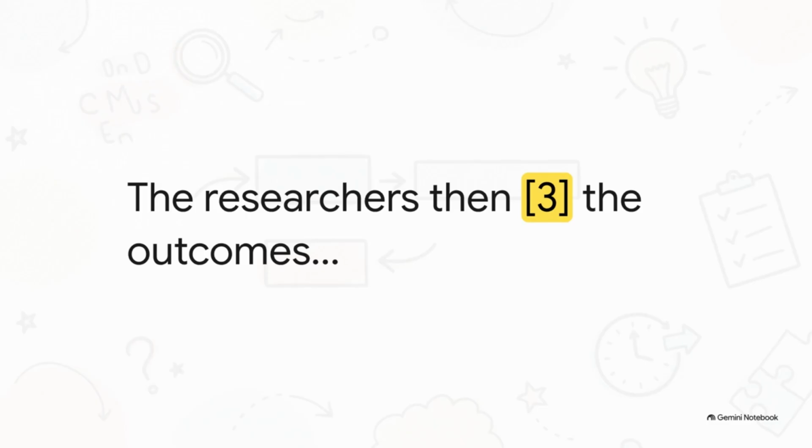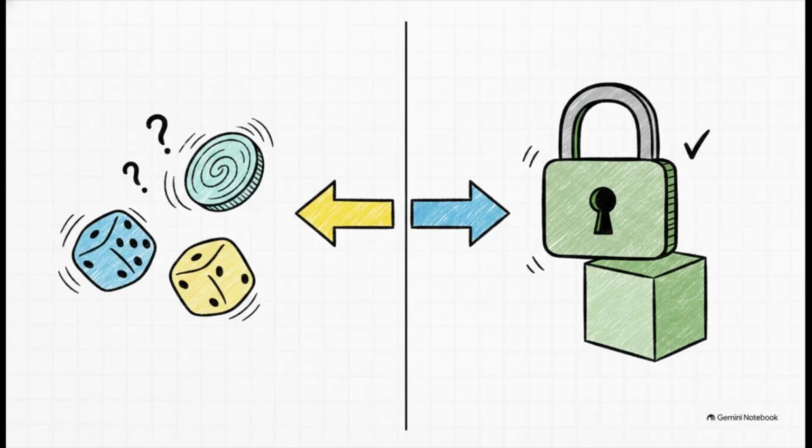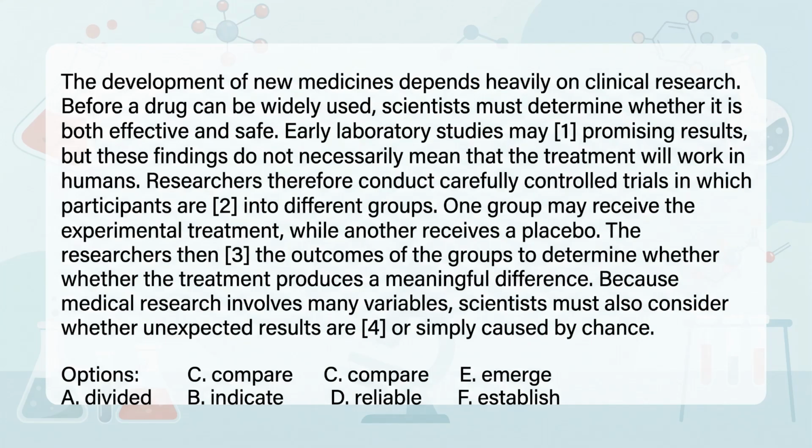Let's keep the momentum going here. The researchers then blank 3 the outcomes of the groups to determine whether the treatment produces a meaningful difference. Highlight the action happening here. What do researchers logically do when looking at outcomes from two totally distinct experimental groups, like one with a treatment and one with a placebo? They compare them, right? Just emphasize compare the outcomes in your mind. This is another extremely high frequency academic collocation. You examine two or more things to identify differences. When you spot these exact word pairings, you save precious minutes on the exam.